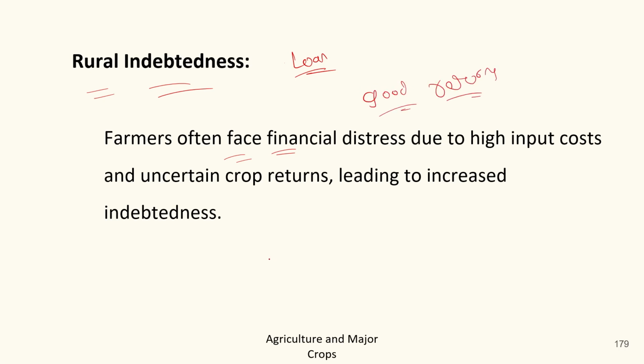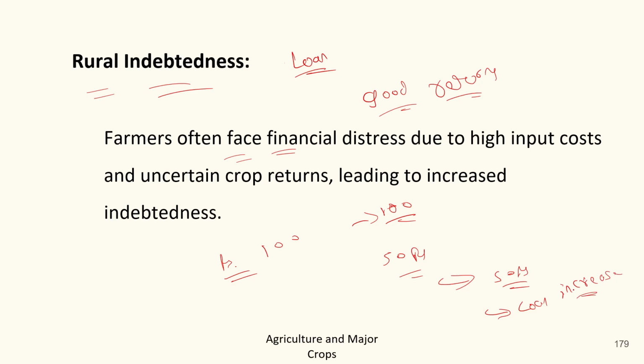So suppose you had taken a loan of 100 rupees, but you earn only 50 rupees. Okay, you could not even recover your cost, but you have to pay 100 rupees. So you have to take another loan of 50 rupees, and that's how the cycle will continue, and your loan would increase. And this is an example of rural indebtedness. Okay, so here we have finished the challenges of the rural economy.